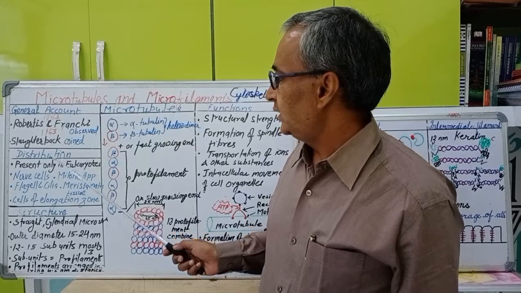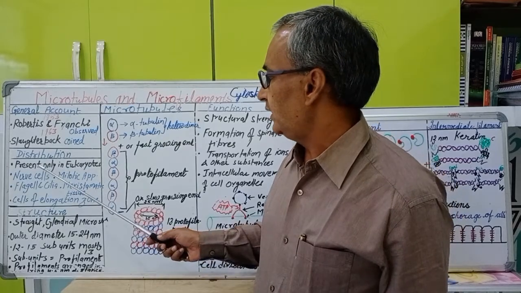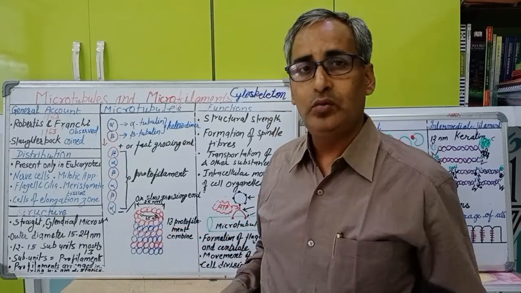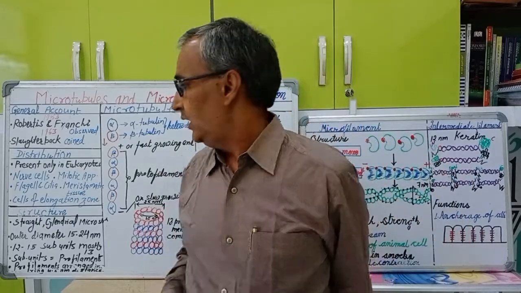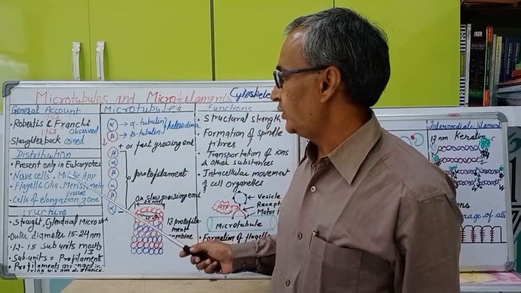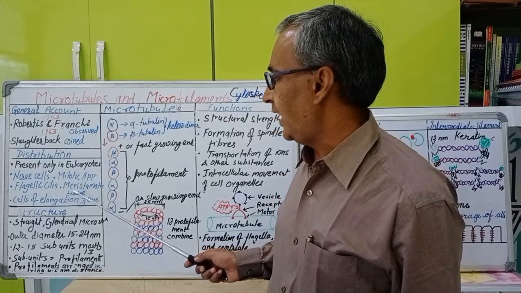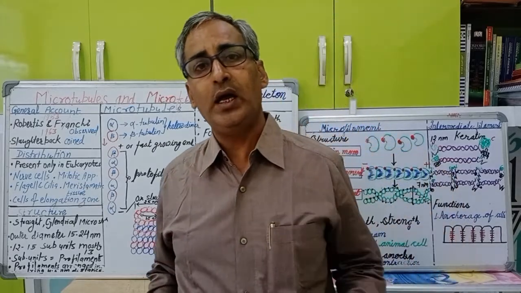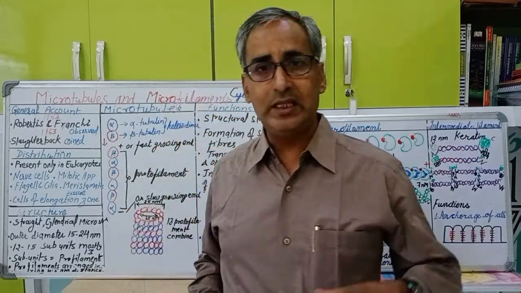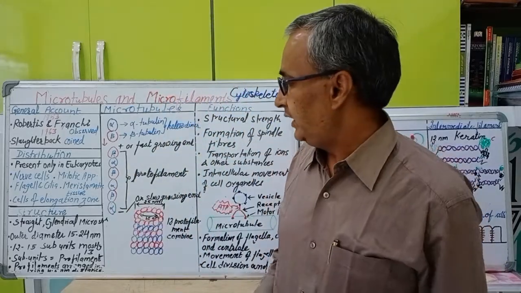Now we will discuss the distribution. Microtubules are found in five places: nerve cells, the mitotic apparatus, flagella and cilia, meristematic tissues of plants, and the elongation zone of plant tissues, where the cells elongate after cell division.